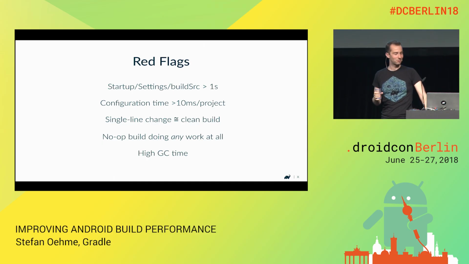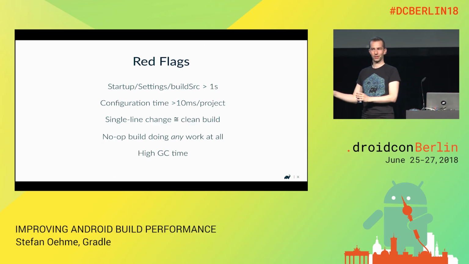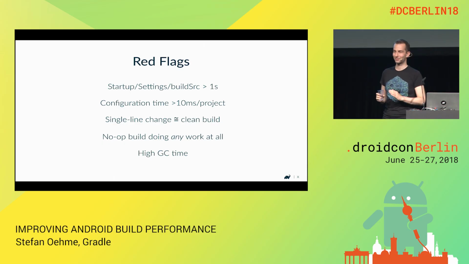Next big red flag would be if a single line changed, let's say just changing a print line in your code, takes almost as long as a clean build. You want to definitely look into that. It means your incremental builds are broken. Or a no-op build, so you didn't change anything, you just say assemble debug, and then you say assemble debug again. If that takes any time at all, if it executes any task at all, you want to look into those tasks. They're doing work that shouldn't be done.